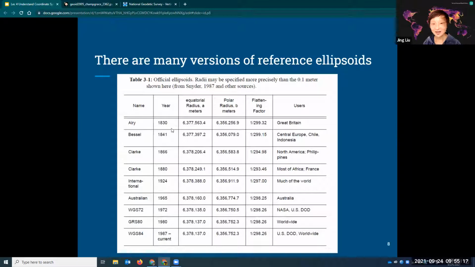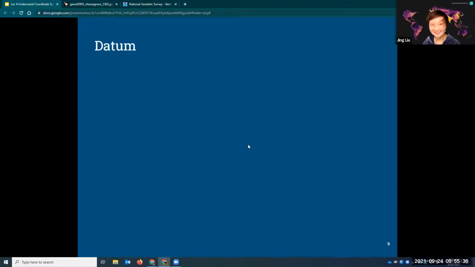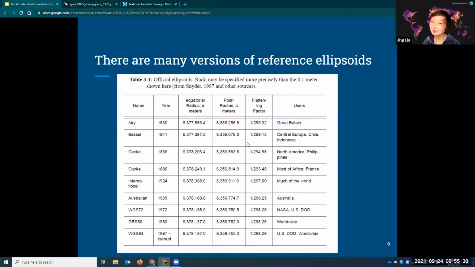And every several years, you need to modify your ellipsoid. So that is another reason. Each version will have a major radius, the equatorial radius, which is the longer one, a polar radius, and your flattening. Then people say, oh, I have this ellipsoid, I revise it every few years.